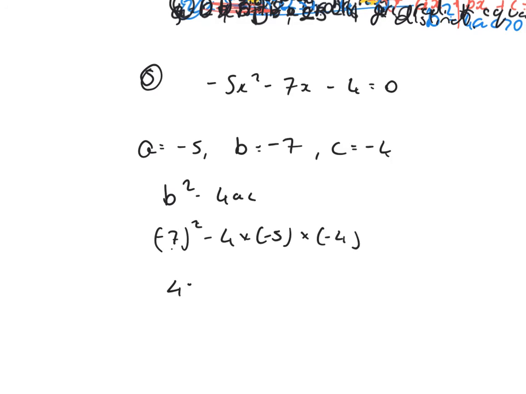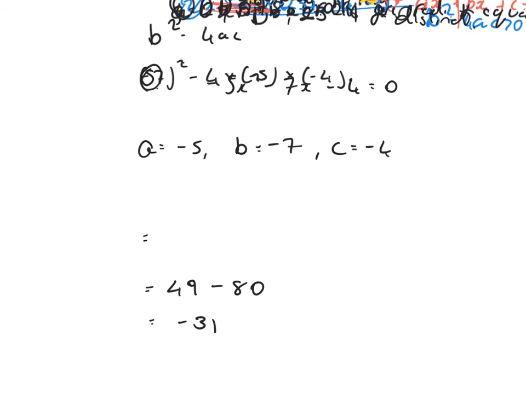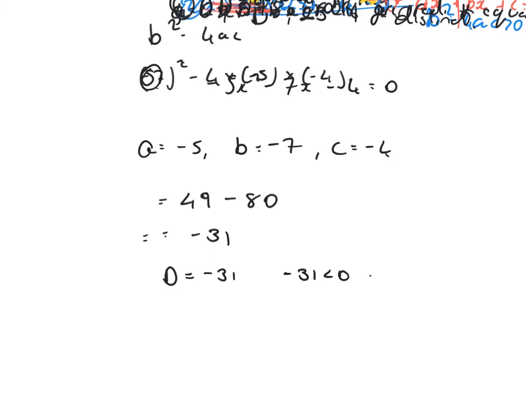Okay, square a negative and you get a positive 49. Let's just take our time on this one and work from left to right. It's easy if we take our time. Minus 4 times minus 5 is plus 20. Plus 20 times minus 4 is minus 80. And then, take your time here, 49 take away 80 is minus 31. Okay, so what do we see? We see that the discriminant is negative, so D equals minus 31. Minus 31 is less than 0, therefore, consult your notes again. What does that mean? Roots are unreal.